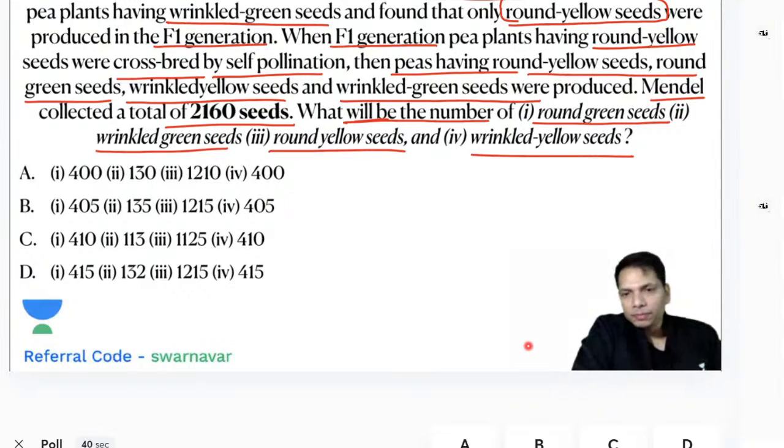Because these kinds of problems, in my plus class, I teach my students a technique to solve all these questions quickly. This question looks very big, but solving it takes only a few minutes. It's a very easy technique. This is called Mendel's dihybrid technique.